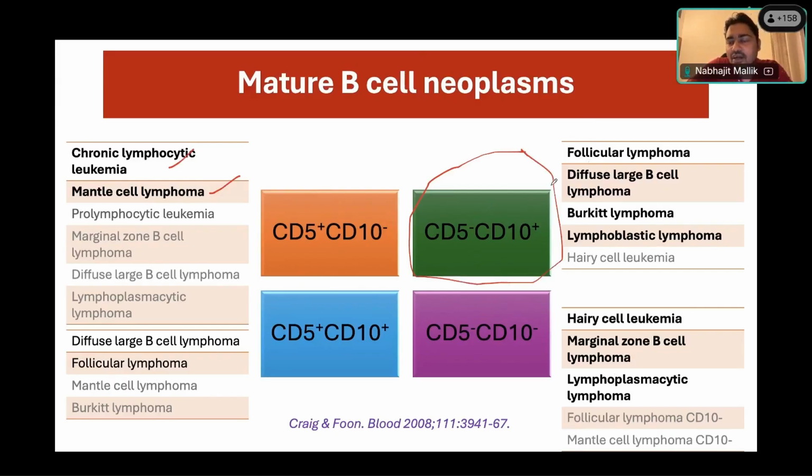And what do you think our diagnosis is? Based on everything, based on morphology, based on the infiltration pattern, and now based on flow cytometry, what do you think our diagnosis is?